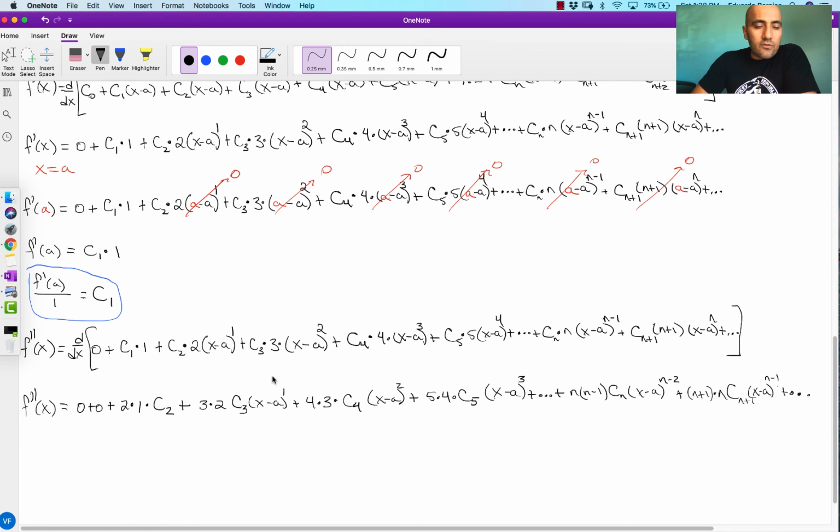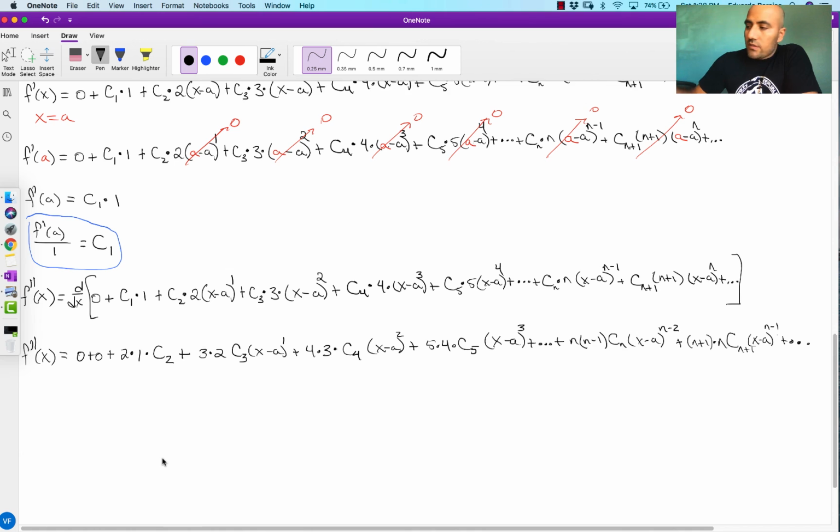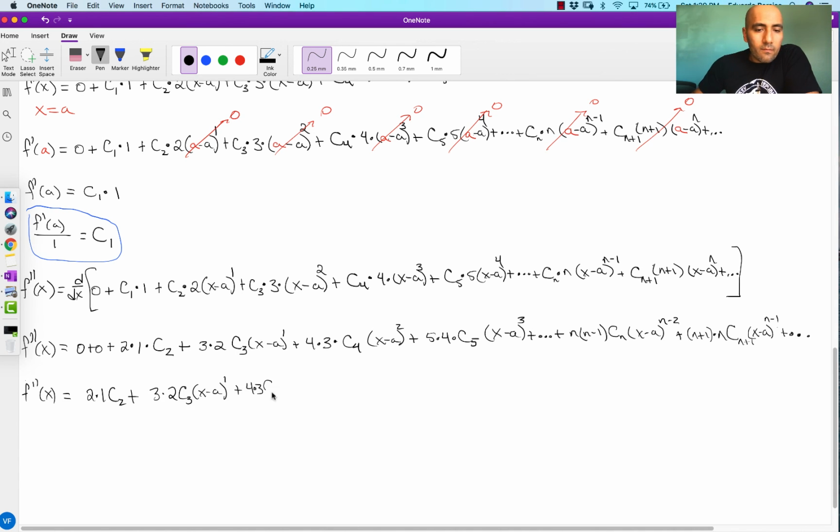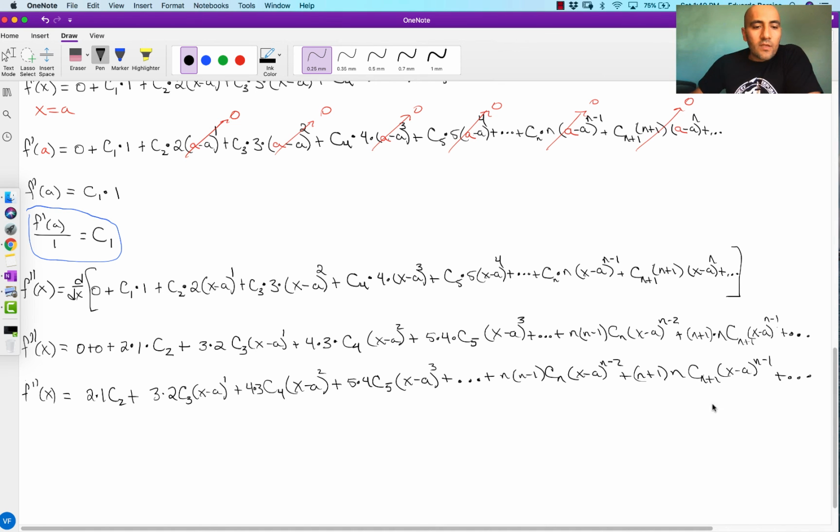Okay, so here's our second derivative. I'm going to simplify this just a little bit by getting rid of those initial zeros, making some space here. So this is equal to, okay, so here is our second derivative. And again, just like before, notice that almost all the terms have an x minus a, except for that first one over there. So we're going to do the same thing we've been doing from before. We're going to figure out what happens when we let x equal a.